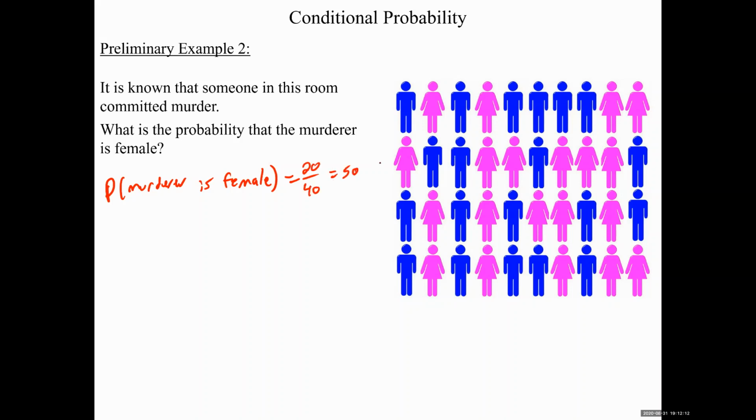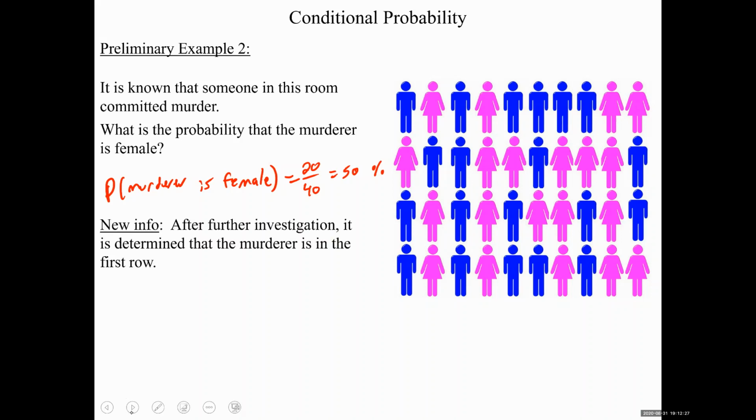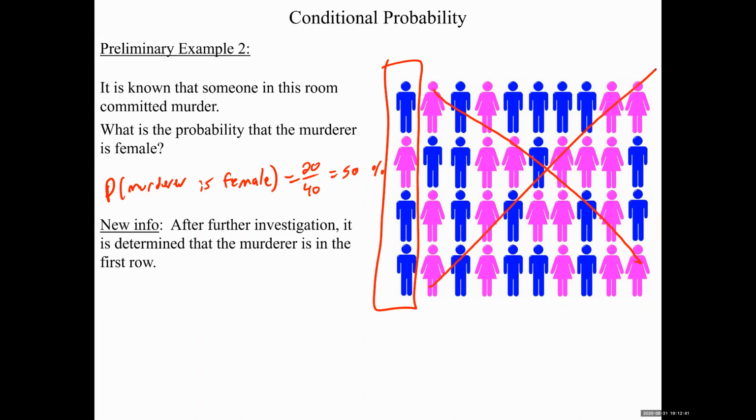And then what's going to happen is we're going to be given new information. So I want you to imagine now a murder investigator comes, interviews everybody in the room, does his research, and he figures out, let's see what it says here, new information. After further investigation, it is determined the murderer is in the first row, meaning the murderer is here now. Okay? Just by that information, knowing that the murderer is in that row, all these people have been eliminated as being possible suspects. So the sample space changed from everybody in the classroom to just the people in the row.